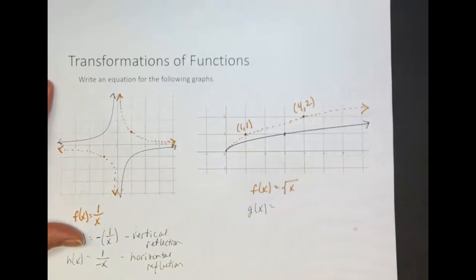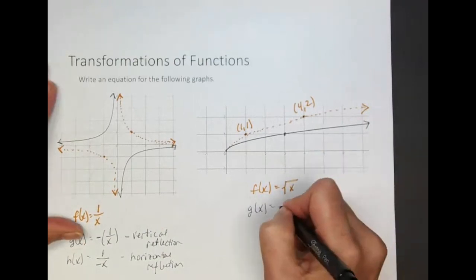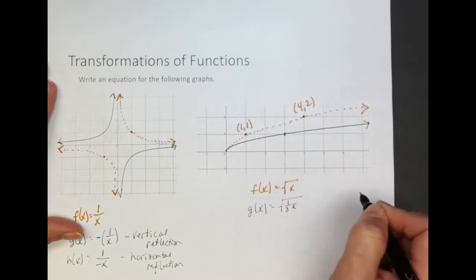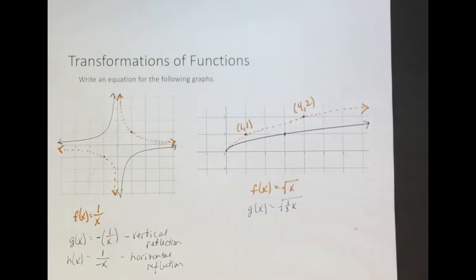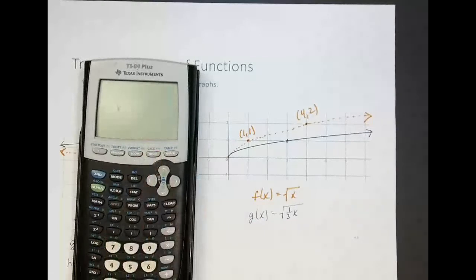G of x is equal to horizontal, so that would be the square root of 1/3 x. This is my guess. How will I know for sure? Well, I could try some different points and see if they work, right? Or I could just graph this little guy and see what he looks like.